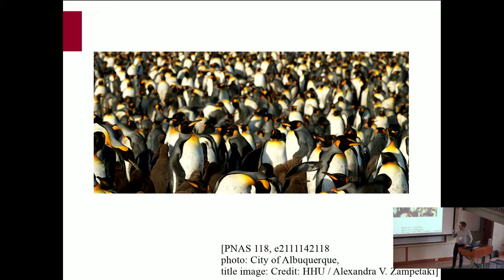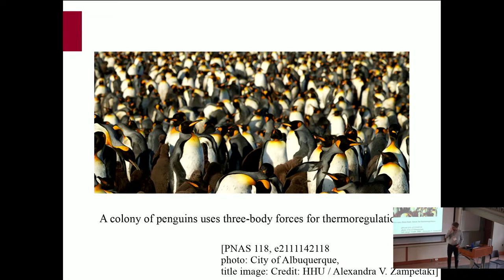And it turns out, as this paper will tell you, that the way penguins optimize their colony structure is that they move along the heat gradient that they perceive. If they're too cold, they will move up the heat gradient, and if they're too warm, they will move down the heat gradient. And so it can be shown that this kind of procedure, if you want to model it, does not only include binary interactions, it also includes three-particle interactions. And so they use that for thermal regulation.